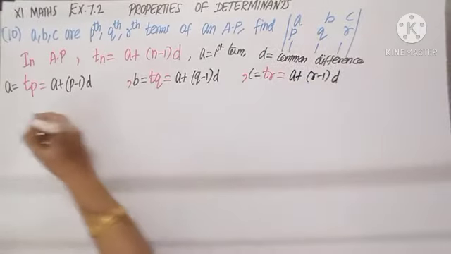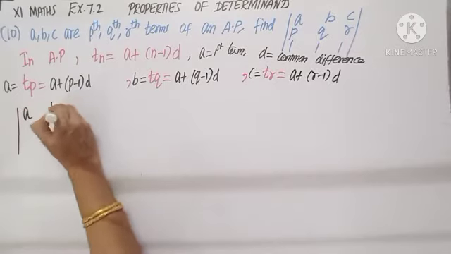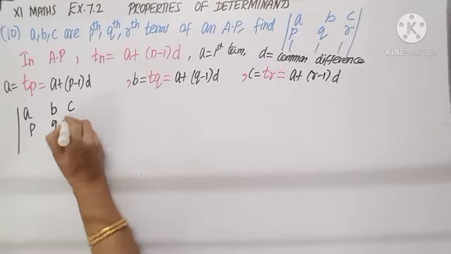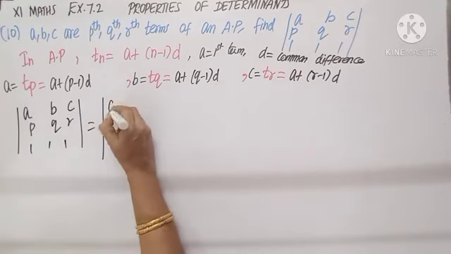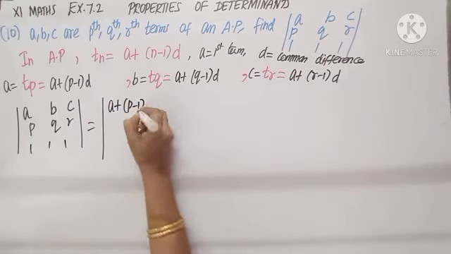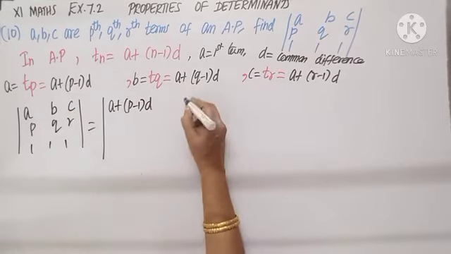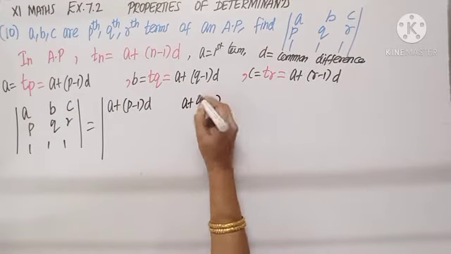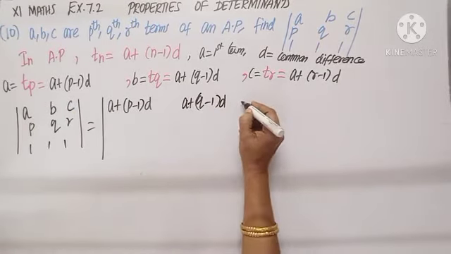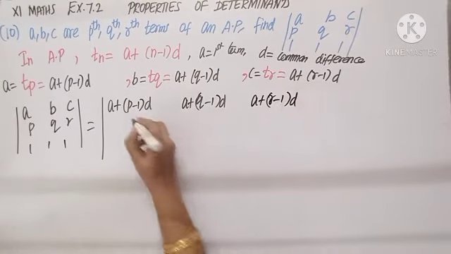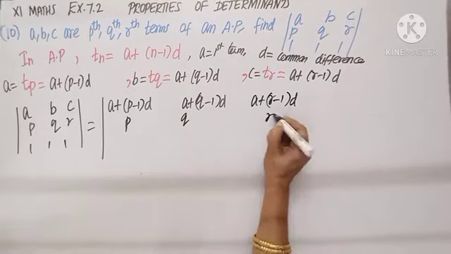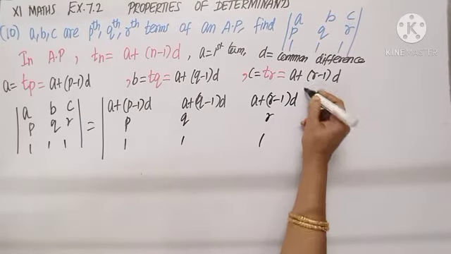As we substitute in the given determinant, A, B, C, P, Q, R, 1, 1, 1. Wherever A comes, A plus P minus 1 into D. In the place of B, A plus Q minus 1 into D. In the place of C, A plus R minus 1 into D. Second and third row, we write as it is.